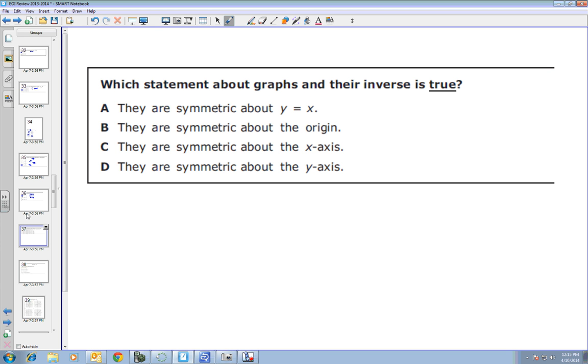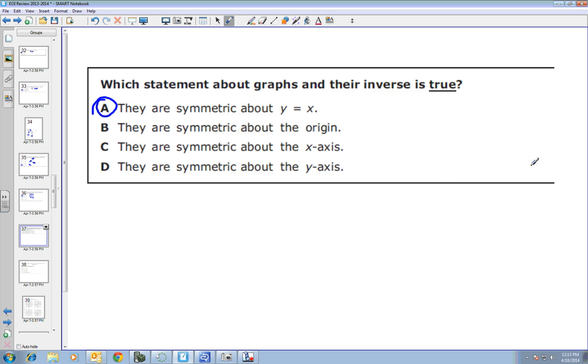Okay, the next one. We talked about this in class, but we didn't graph the inverses. Which statement about graphs and their inverse is true? And I told you this when we went over this. I don't know if you remember. When you graph the original graph and its inverse, is the inverse symmetric about y equals x, symmetric about the origin, the x-axis, or the y-axis? Do you remember which one it is? It's the line y equals x.